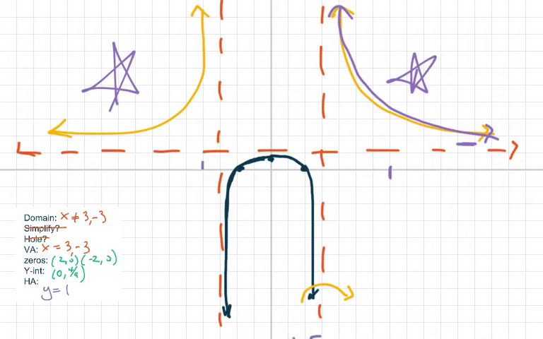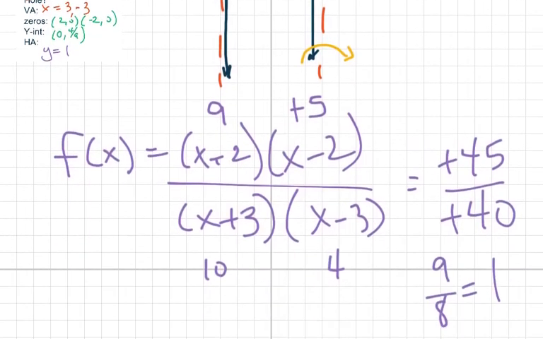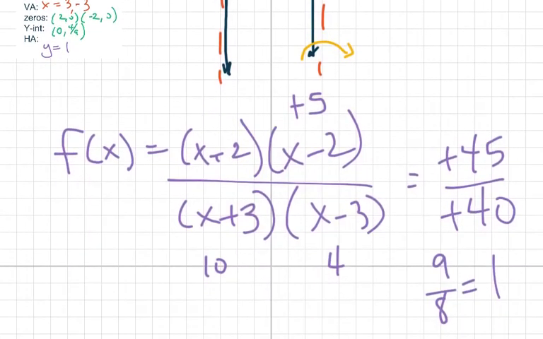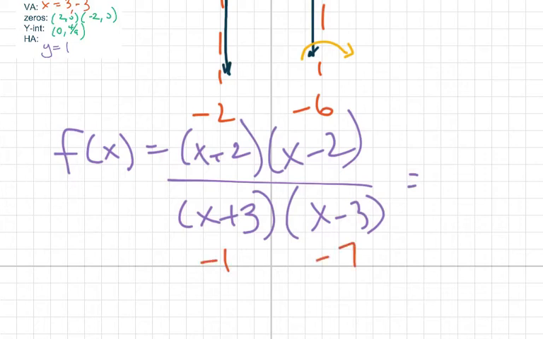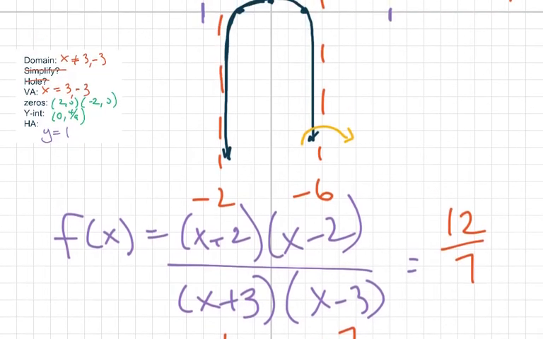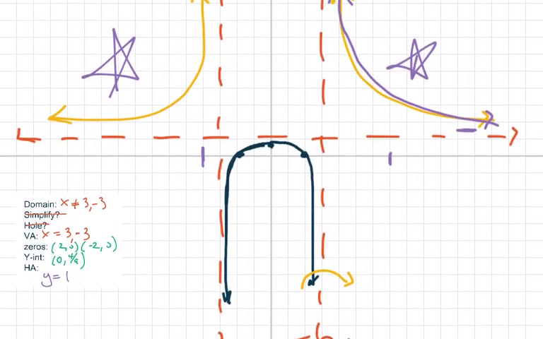Okay, now let's pick a value over here. Let's plug in negative 4. Okay, if I plug in negative 4, what happens? So negative 4 plus 2 is negative 2, negative 4 minus 3 is negative 7. So I have 12 over 7. Again, this is positive, it's not negative. And so 12 over 7 is greater than 1. I know I have values that look sort of like this.